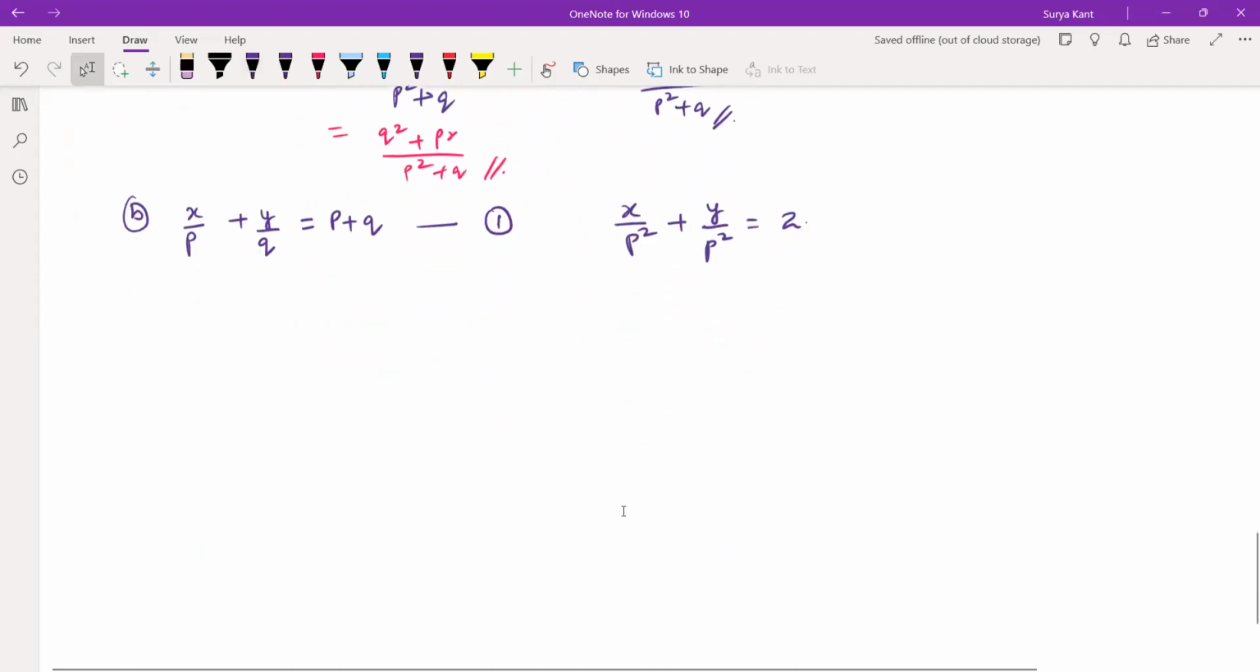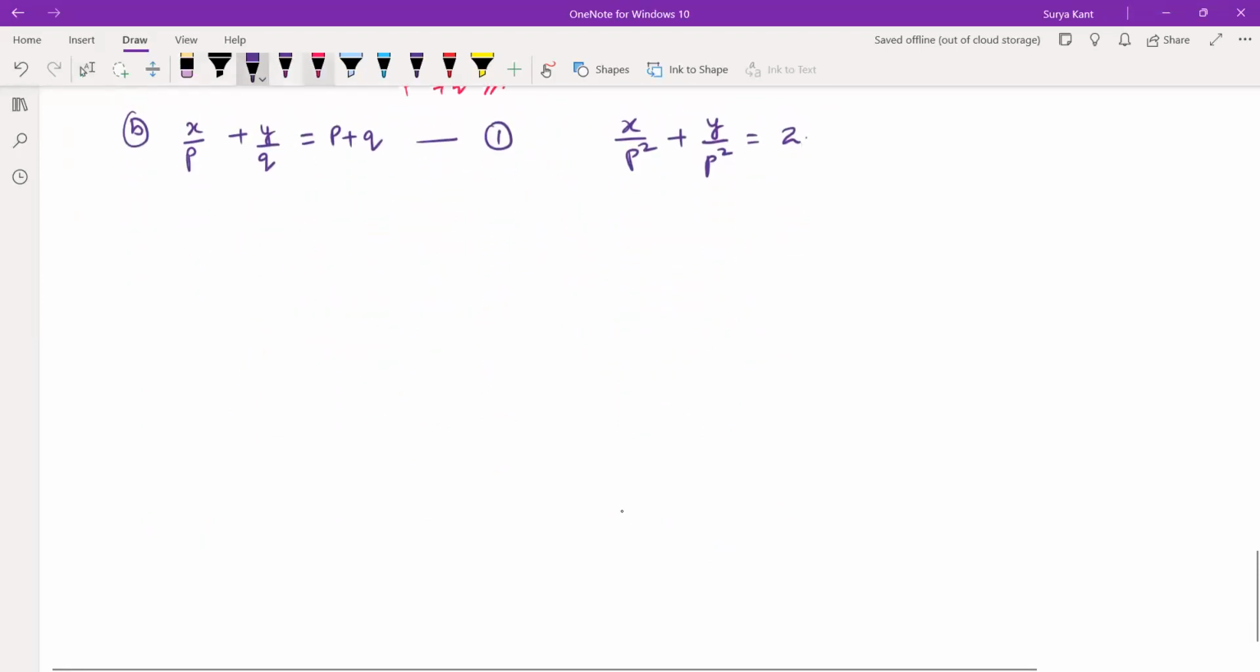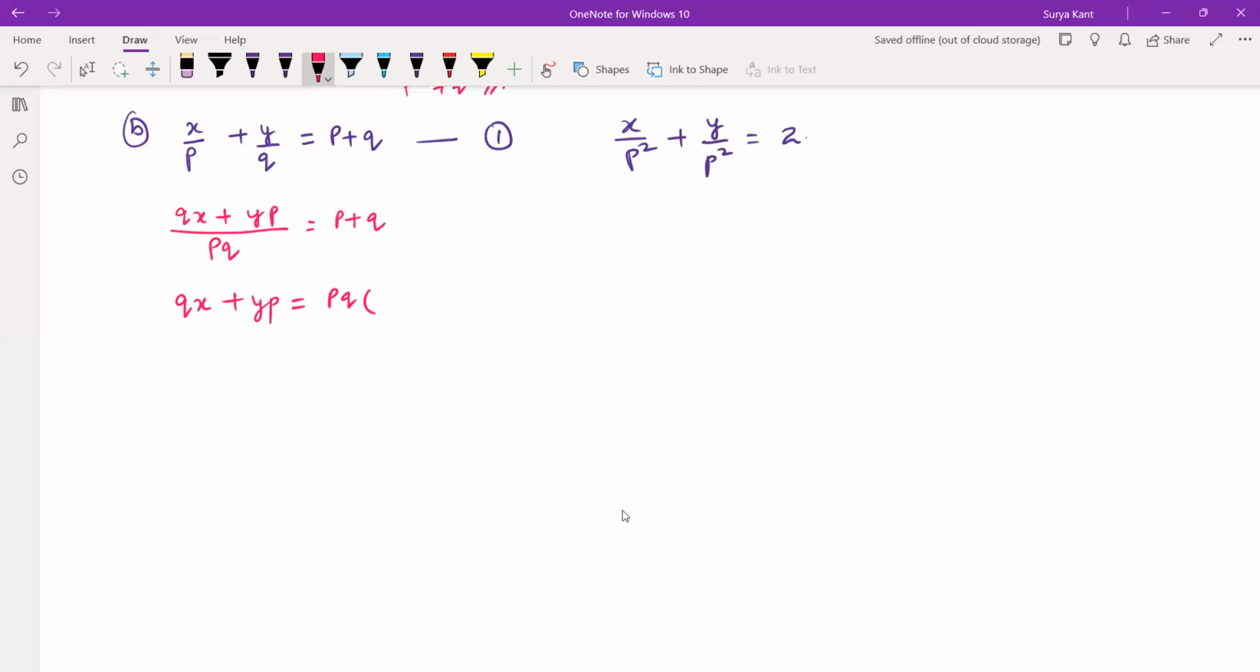So what should we do over here? From the first equation, we take the LCM over here. PQ is the LCM. So qx plus yp is equal to p plus q. Again, we can write qx plus yp is equal to pq into p plus q. So pq into (p plus q) minus yp. So x is equal to pq (p plus q) minus yp, divided by q.